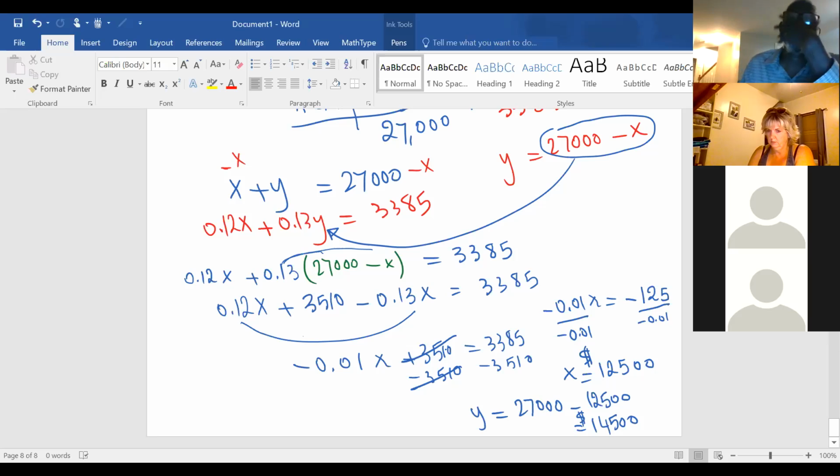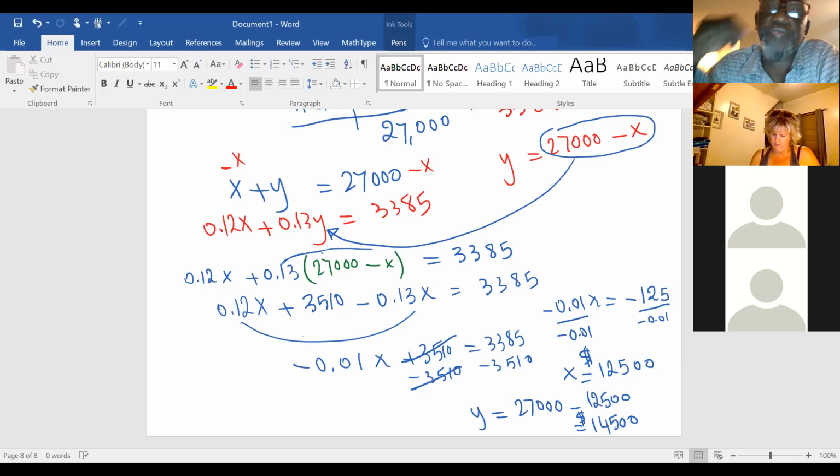All right. So account A, $12,500. Account B, $14,500. You see, the only thing here that was needed to be known here is how to calculate the interest. The interest is the principal multiplied by the interest rate. See, as simple as that. Is the principal multiplied by the interest rate. That is the interest.